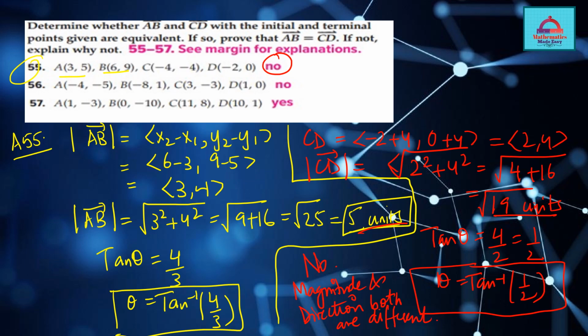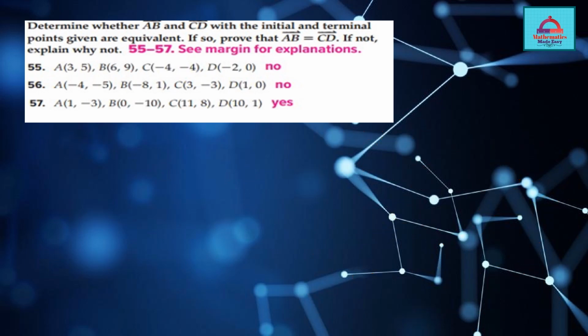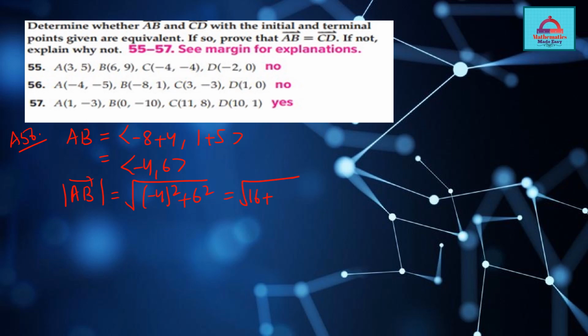Let's solve questions 56 and 57 also in the next slide. Okay, let's solve 56 here. In 56, we first calculate the magnitude of AB. So AB is equal to minus 8 plus 4, comma 1 plus 5, using x2 minus x1, y2 minus y1, so minus 4 comma 6. The absolute value of AB is minus 4 square plus 6 square, which is 16 plus 36, or square root of 52.